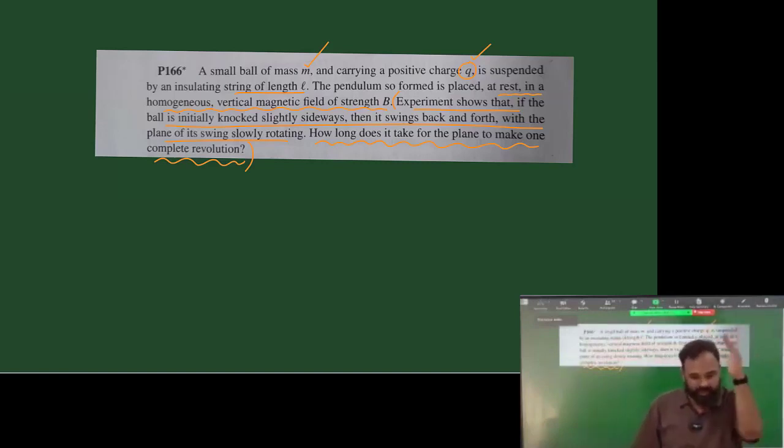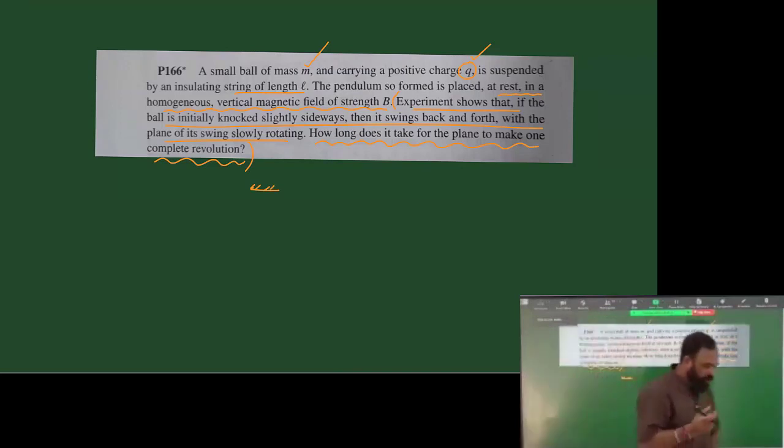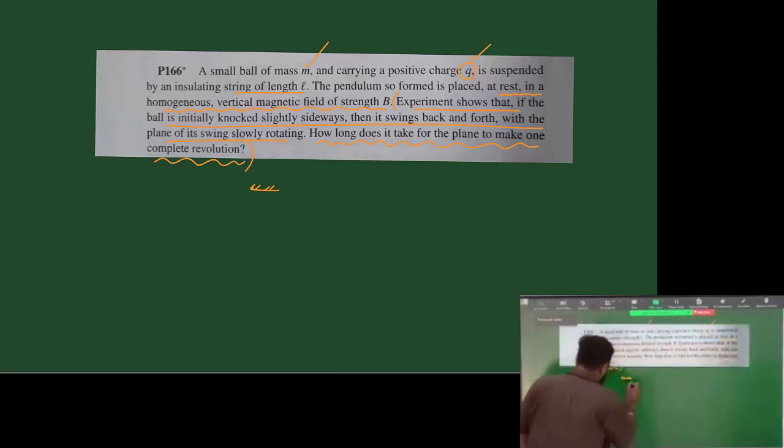So it is oscillating like this, and there's a plane of oscillation, and the plane will rotate. Now let's see how. What exactly is happening? So let me, and all the assumptions of small angle are valid to make this problem symmetric with angular SHM for small theta.